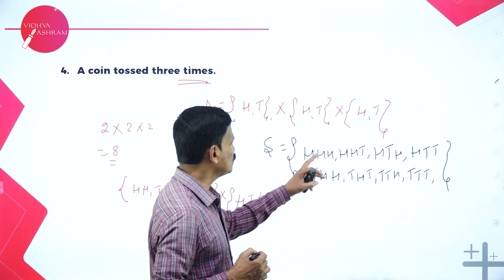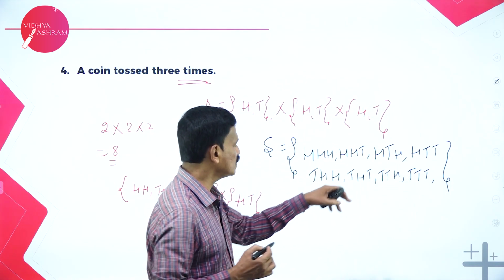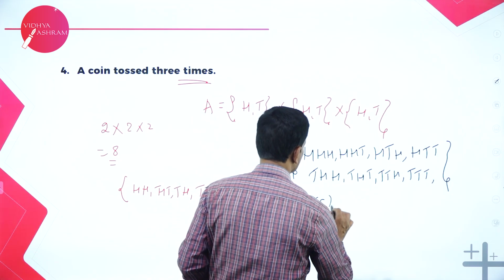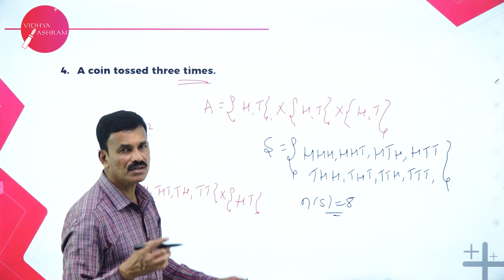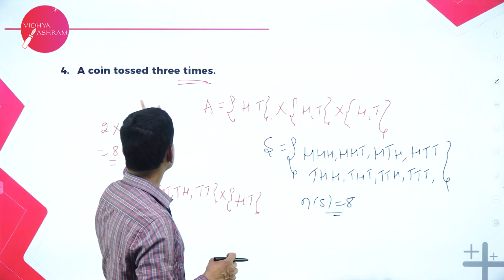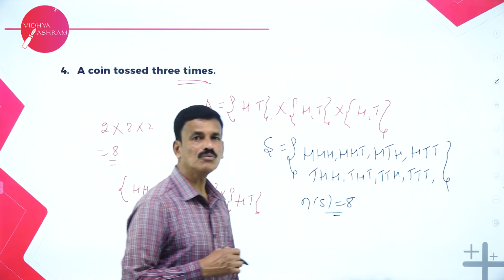So how many are there? 1, 2, 3, 4, 5, 6, 7, 8. So n(S) is equal to 8. That's it. This is how we are going to write the sample space whenever a coin is tossed 3 times. Now, what is the next problem?